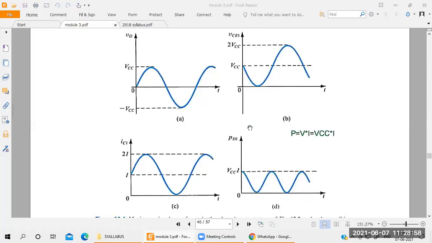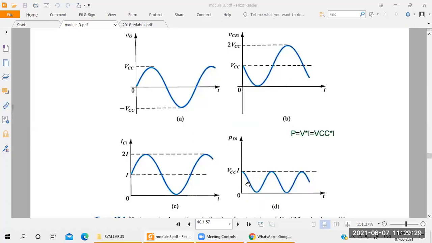Next, you take PD1, the power dissipation of the first transistor. Power dissipation here means power consumption, and you have to mention it. So what is the power equation here? V into I. For that you take VCC into I. If you multiply VCC into I here, you will get almost positive current, meaning positive power.